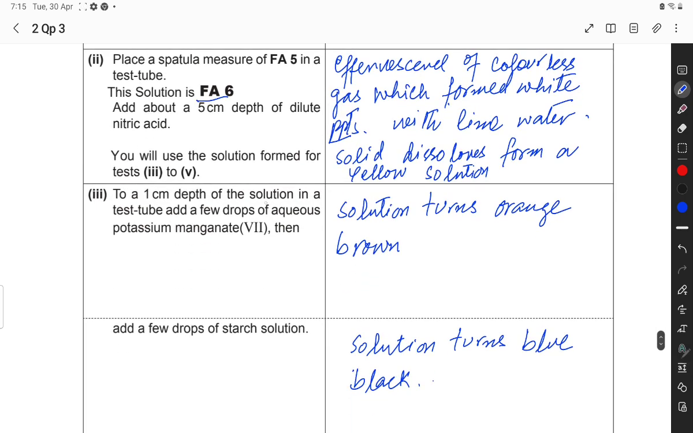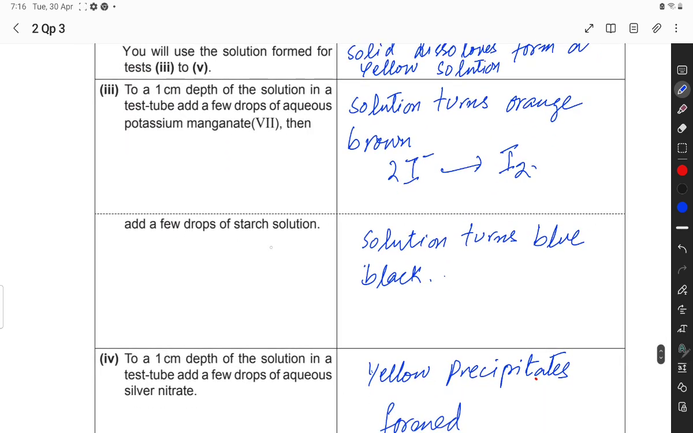To a 1 cm depth of the solution in the test tube, add a few drops of aqueous potassium manganate. The solution turns orange brown. It means iodide ions must be there, which produce iodine. So iodide ions are there. Add a few drops of starch solution. Solution turns blue black. It confirms iodide ion.